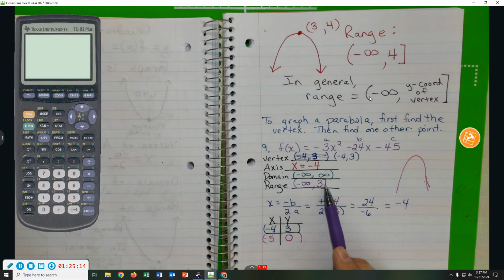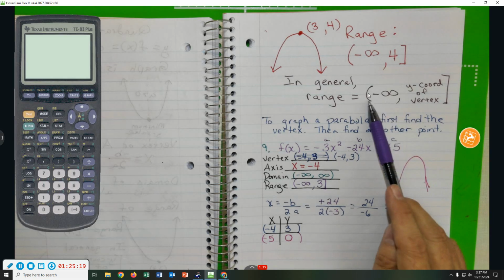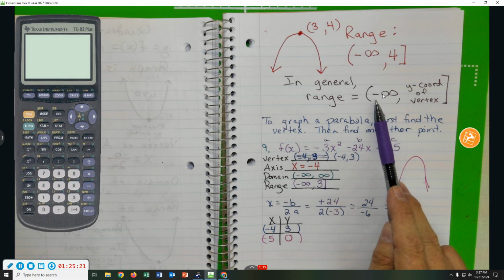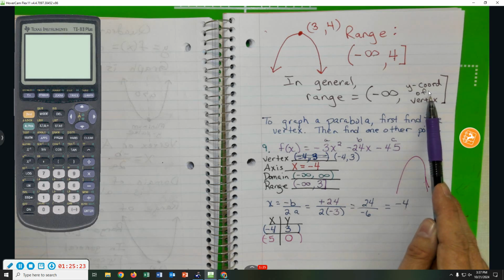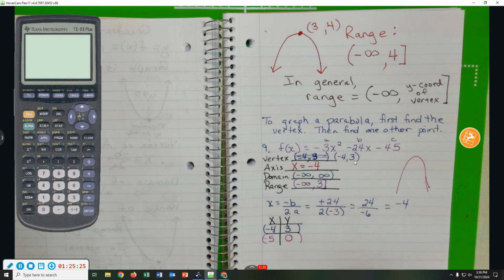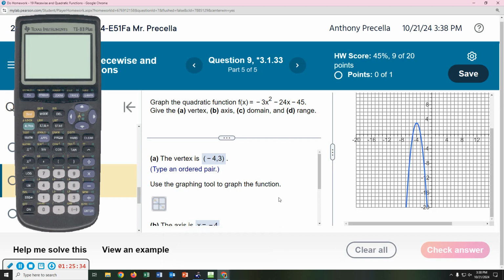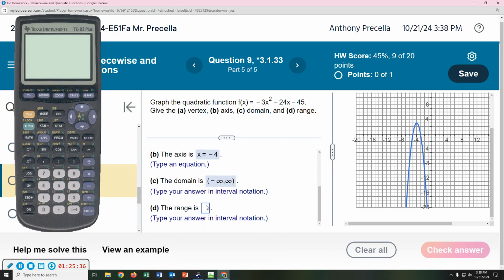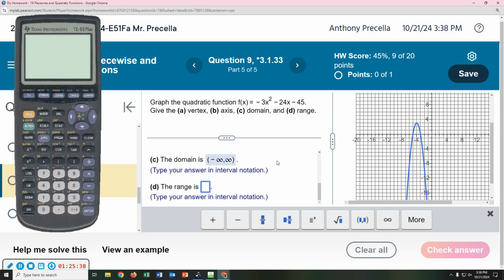Oh, and notice the generalization that I wrote. If the parabola is opening downward, the range is parentheses, negative infinity, comma, the y-coordinate of the vertex. The y-coordinate of the vertex was 3. And then bracket. I don't think we're finished. I think we have to type in the range, right? Yeah. Here's the range: parentheses, negative infinity, comma, 3, bracket.